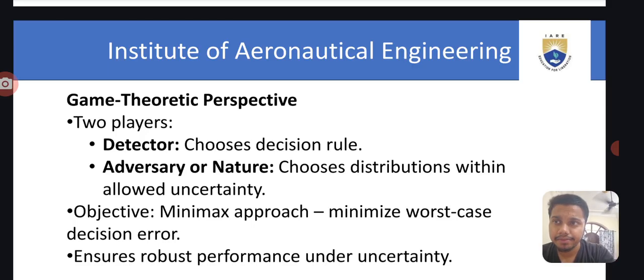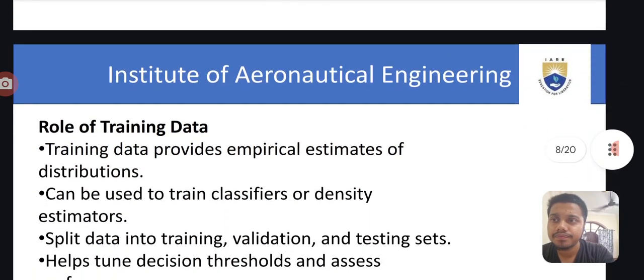Game theoretic perspective. There are two players. The detector chooses the decision rule. The adversary, or nature, chooses the distribution within allowed uncertainty. The objective is a minimax approach: minimize the worst-case decision error. This ensures robust performance under uncertainty.